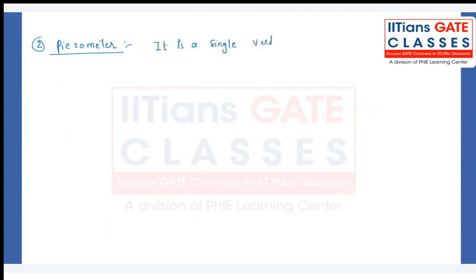It is a single vertical tube. We also use it along with the pitot tube to measure the velocity of the fluid in a particular pipe. If we don't have a pitot static tube, if we are using only a pitot tube, in that case also we use it. Getting my point? Piezometer.